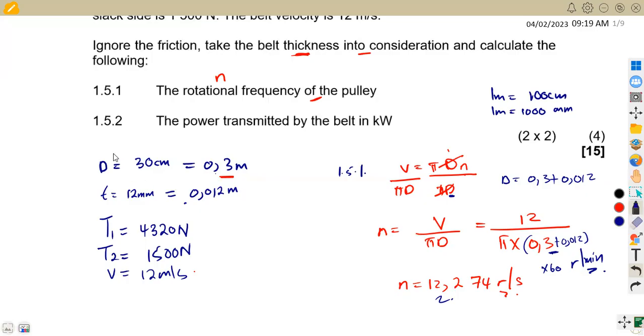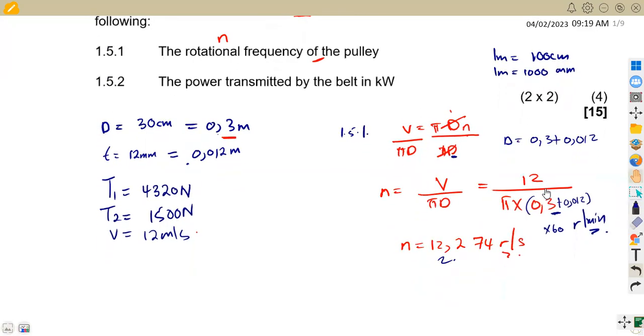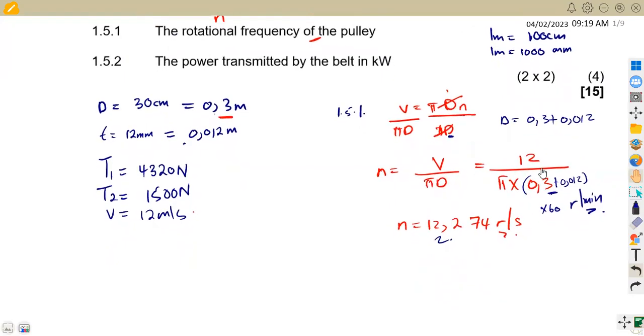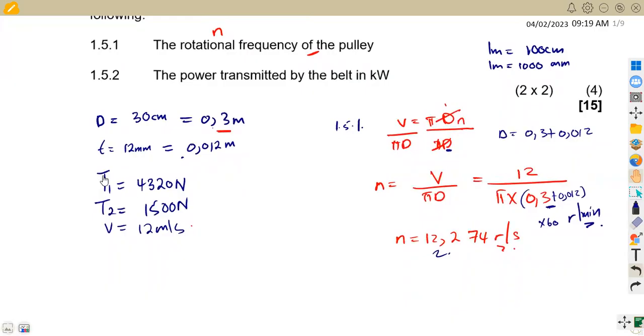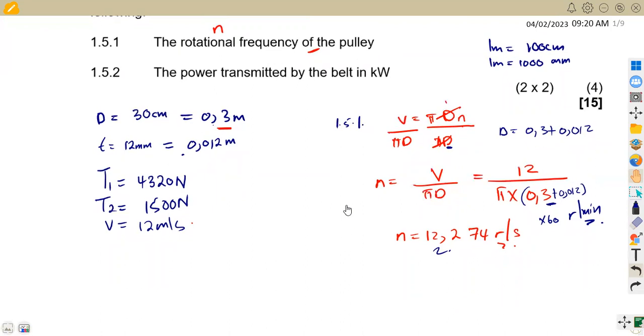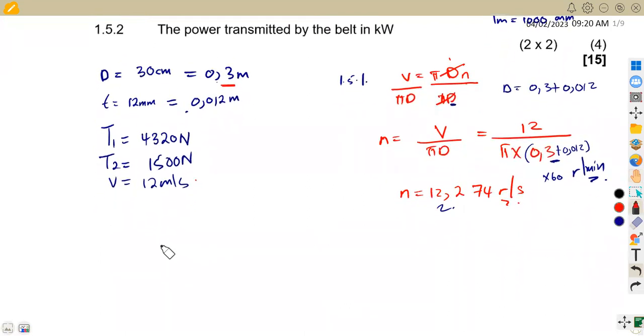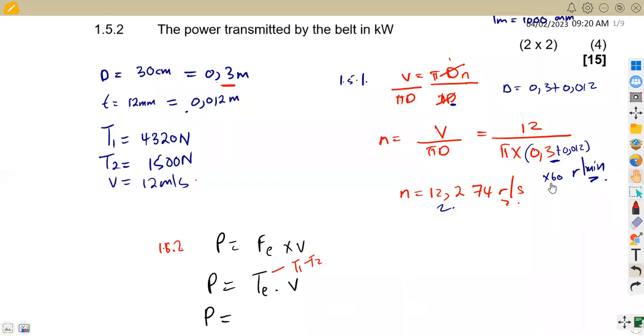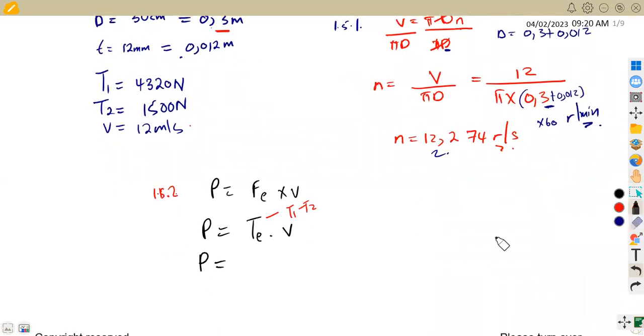Let's correct. Okay, on 1.52, we are now given the power transmitted by the belt in kilowatts. Since we have the velocity and also the tensions of the tight side and the slack side, that means we can have our power in this case, remembering that. Okay, so this is 1.52. Power is equivalent to the product of the effective force or the effective tension times the velocity. So this can be written as TE times the velocity. The effective tension is the difference between T1 and T2, that's T1 minus T2 in this case.